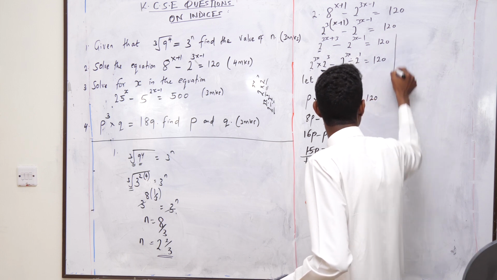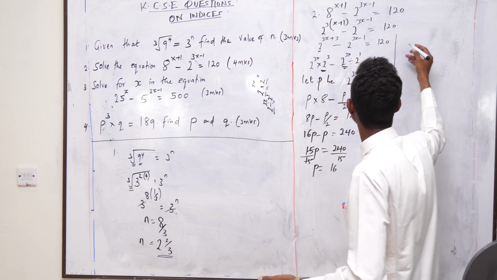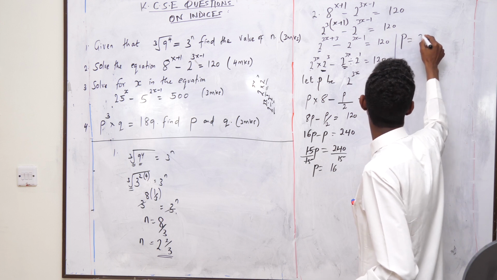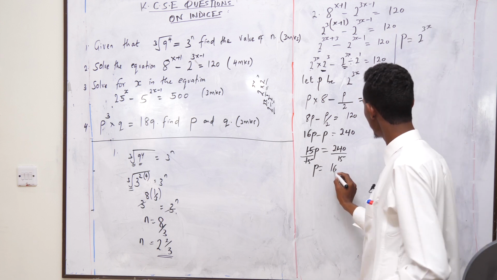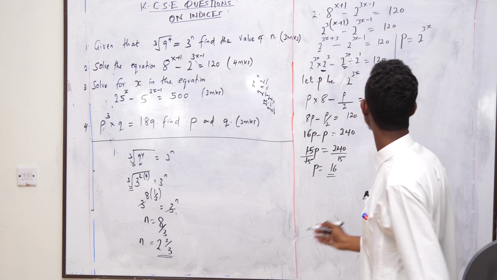Now come back again. You said p was equal to 2 power 3x. Now p is 16. 16 to base 2 is 2 power 4.